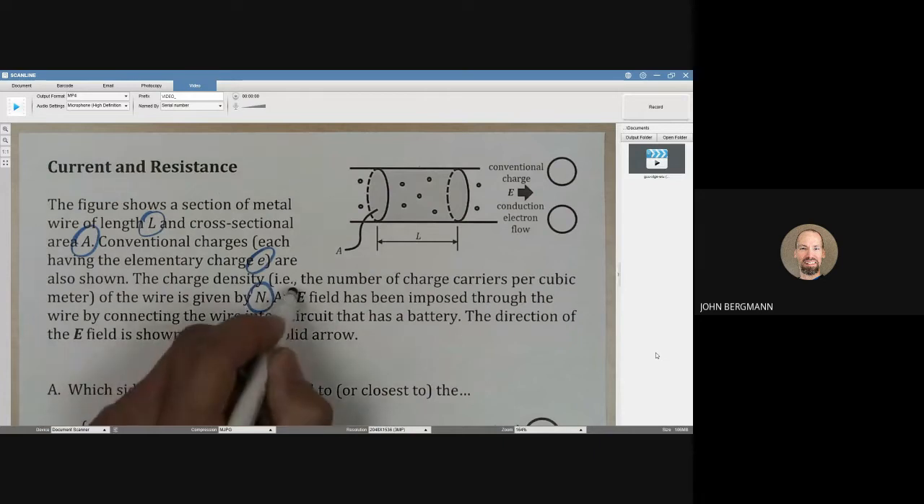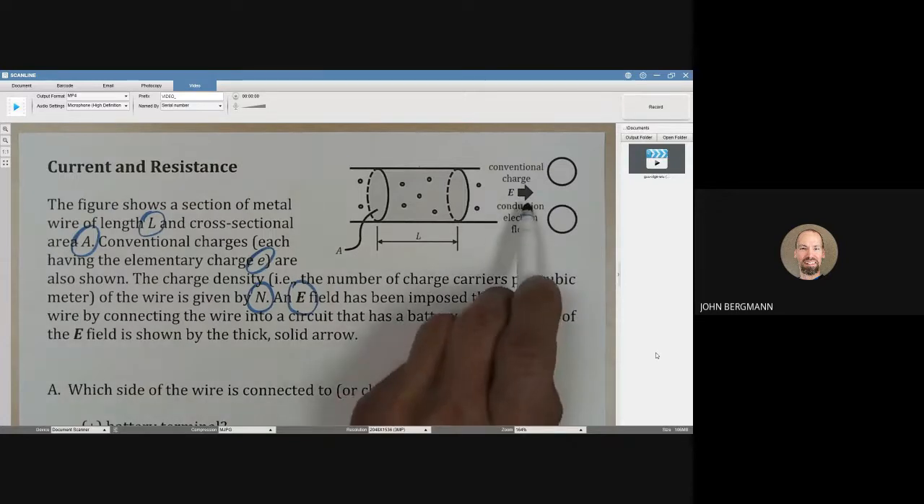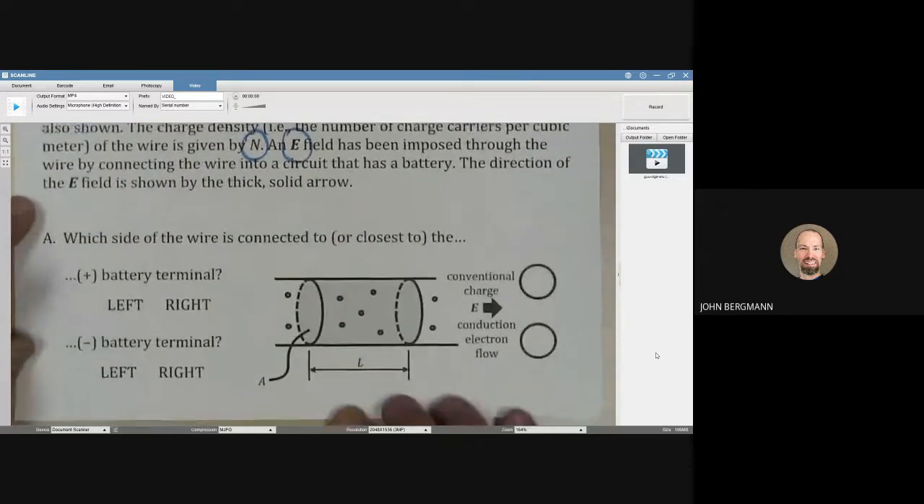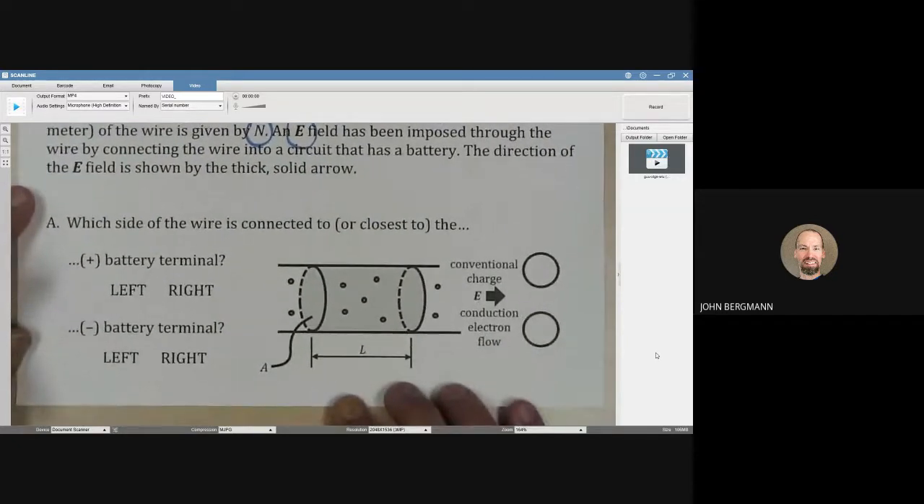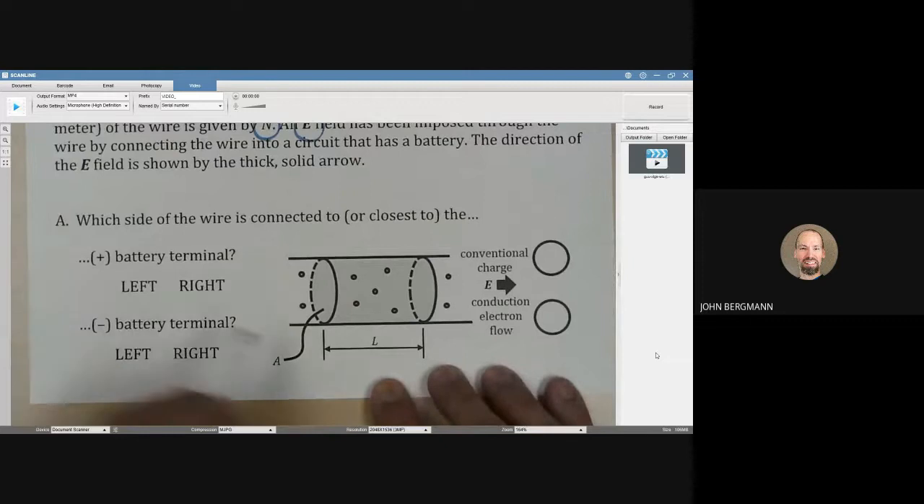An electric field has been imposed through the wire by connecting the wire into a circuit that has a battery. The direction of the electric field is shown by the thick solid arrow, right there in the upper right corner. Which side of the wire is connected to the positive battery terminal? Well, if the electric field is traveling to the right, then the left side of this wire must be connected to the positive battery terminal, and the right side must be connected to the negative.